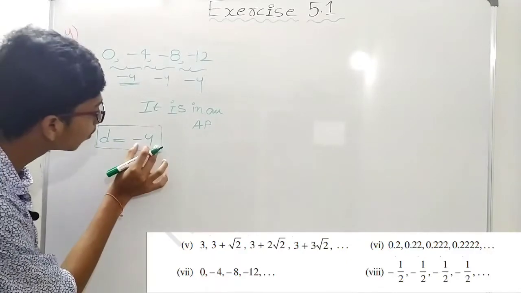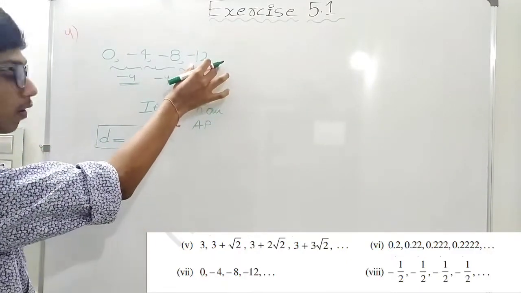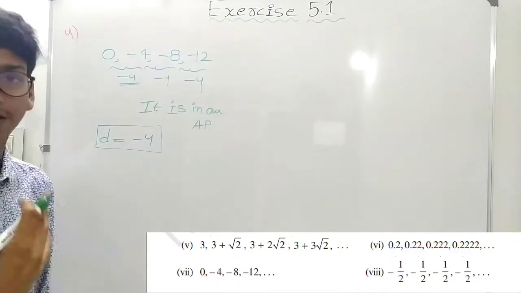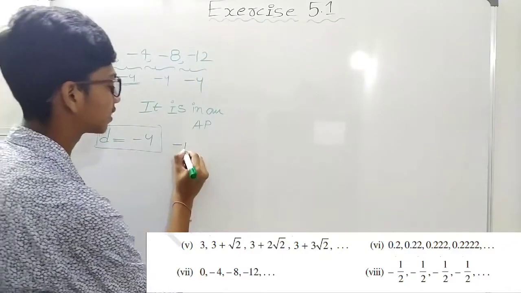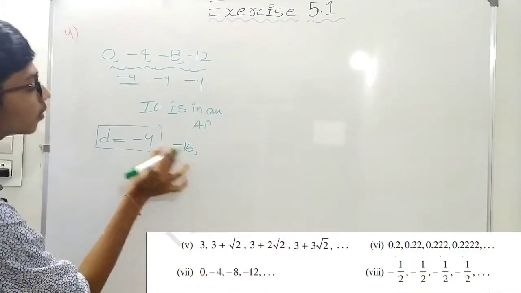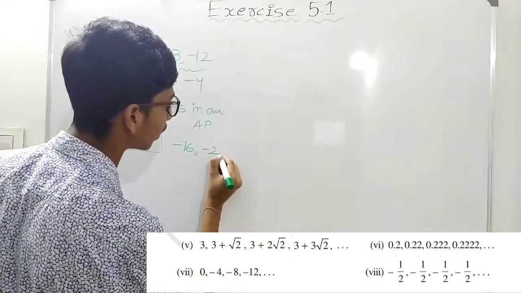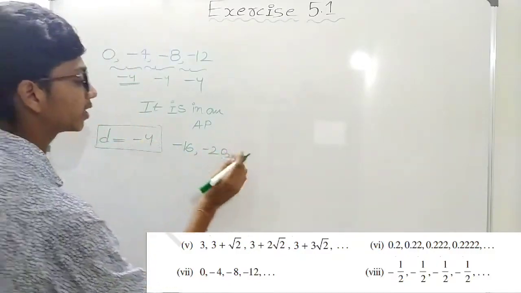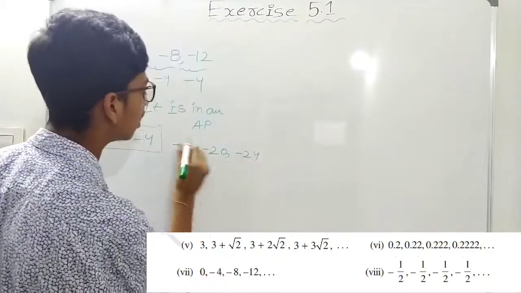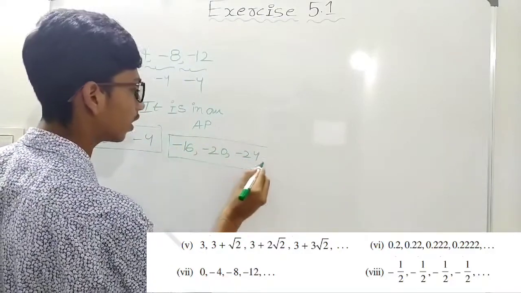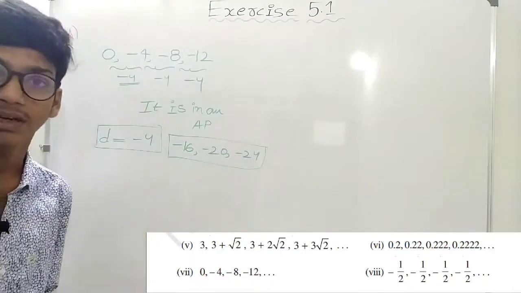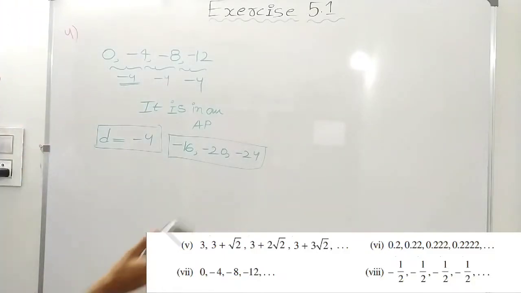Simply add the common difference to the last term. -12 plus -4 is -16, -16 minus 4 is -20, -20 minus 4 is -24. These are the three terms of the arithmetic progression.